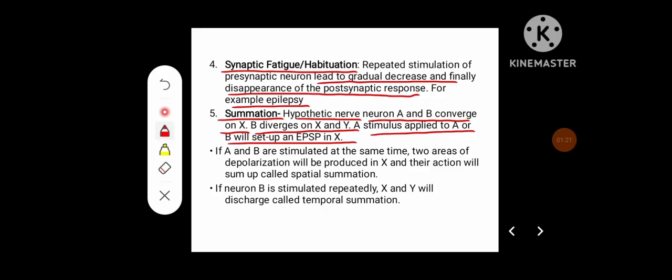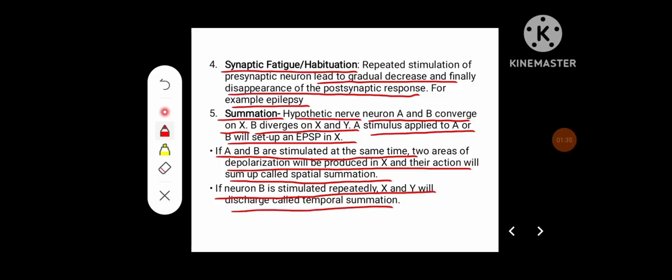So here, if A and B are stimulated at the same time, two areas of depolarization will be produced in X and their actions will sum up, which is called spatial summation. If the neuron B is stimulated repeatedly, X and Y will discharge, and it is called temporal summation.